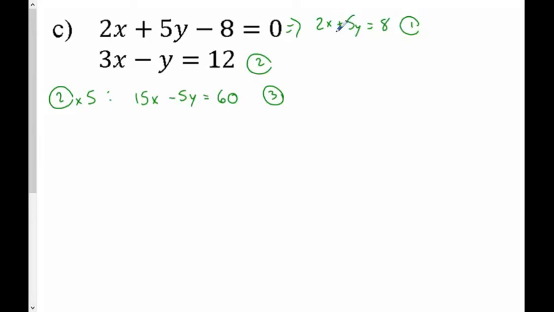Okay, I've got 2x plus 5y in equation 1, and I've got 15x minus 5y in equation 3. Remember, when I have opposite signs, that means I need to add. So I'm going to take equation 1 and add it to equation 3. Which leaves me with 17x equals 68, which divides into 4.